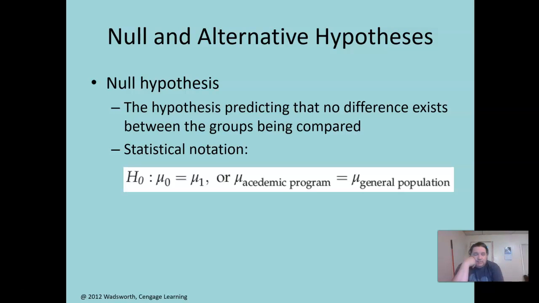So I mentioned this in the first class, the null hypothesis. The null hypothesis is the hypothesis predicting that no differences exist between the groups being compared. So the statistical notation is H0, and that is mu0 is going to equal mu1, or mu academic program is equal to mu general population. Okay.